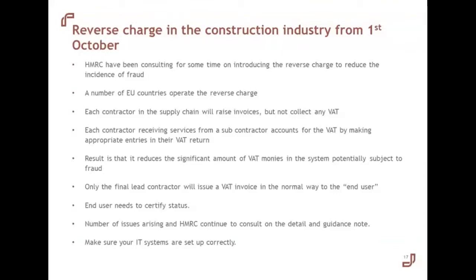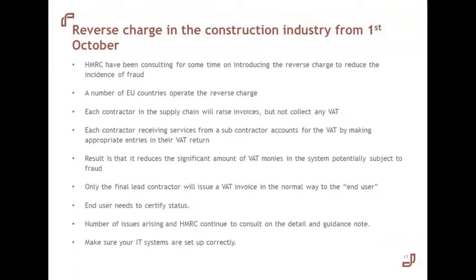What's quite important in this case is that the legislation requires the end user, so this will be the developer who is now going to sell the apartments or sell the office block that's been built, to certify their status as an end user to the lead contractor, which basically says, we are the end user, we are onward supplying your construction services, therefore you have to charge us VAT.